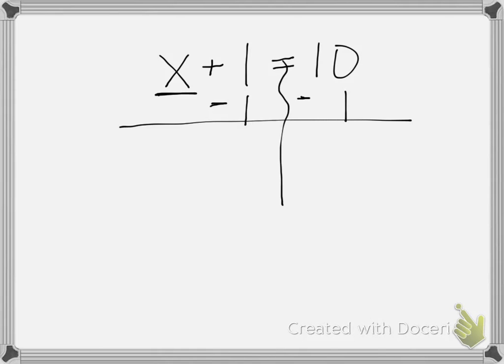So I have x left. I just brought it straight down. 1 take away 1 is 0, so this is gone. I don't want to write anything. And then I've got 10 take away 1, which is just 9. So once again, x equals 9.